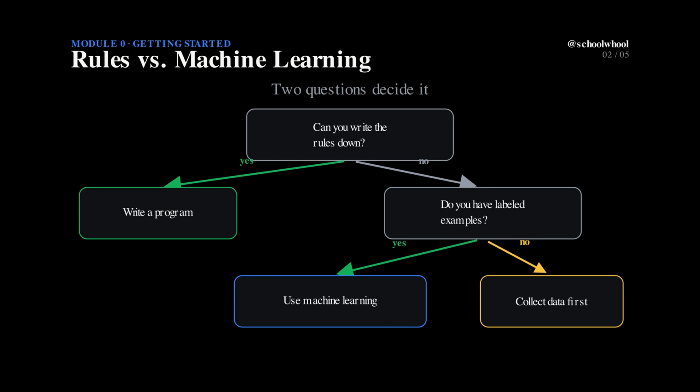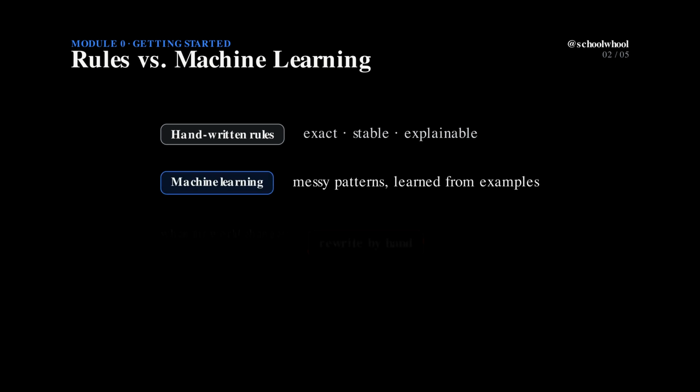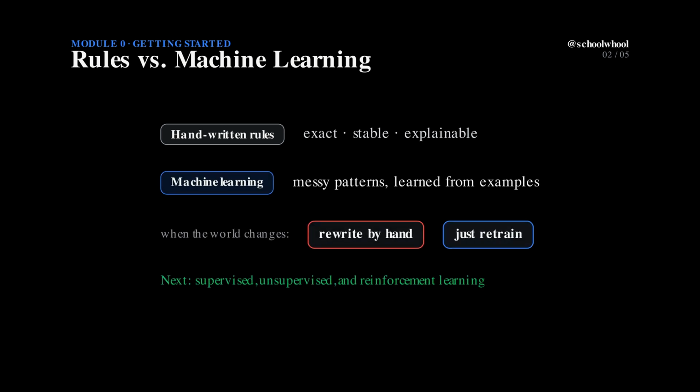Let us recap. Handwritten rules are perfect when the logic is exact, stable, and easy to explain. Machine learning shines when the patterns are messy but examples are plentiful. And when the world changes, rules must be rewritten by hand, while a model simply retrains. Next time, we will meet the three main types of machine learning: supervised, unsupervised, and reinforcement learning.